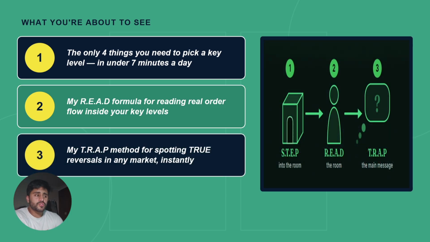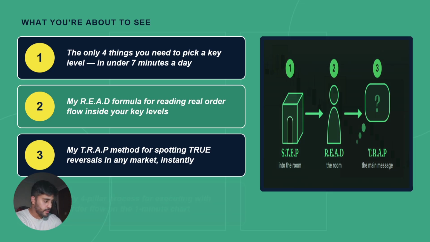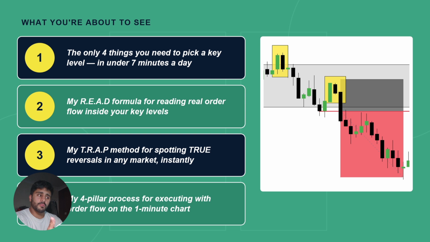Next was the T.R.A.P framework. It's about understanding that when aggressive buyers do not break above the level, the aggressive buyers are trapped, and that's the reason the market moves down. You can inverse that logic when the market moves up. And the final thing was the B.O.L.T breakout blueprint, the 4-step process I use with order flow to confirm my entries.